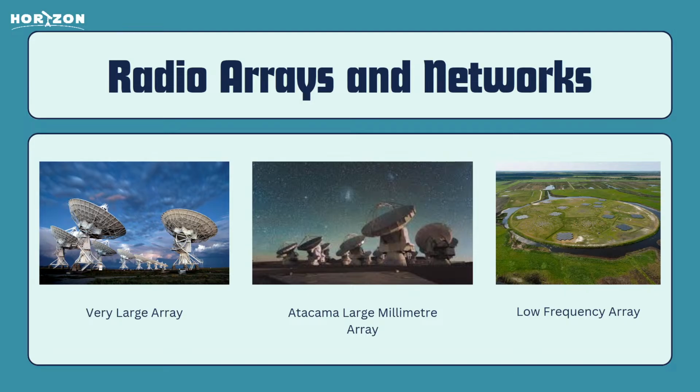It consists of 27 parabolic dishes, each of which can be moved independently. This allows astronomers to adjust its resolution and sensitivity depending on the object that they are observing. The VLA is the most widely used radio telescope and has been used to observe astrophysical phenomena, including black holes and protoplanetary disks around young stars.